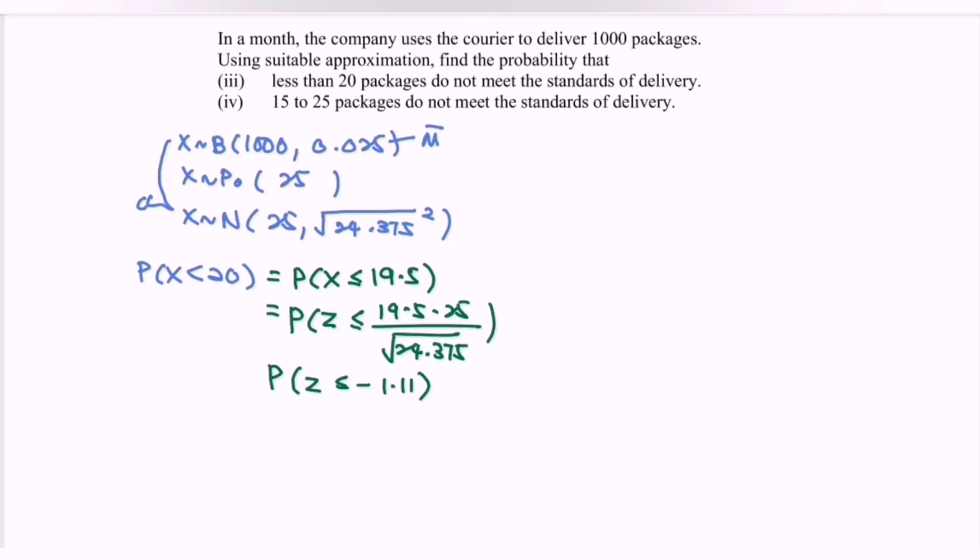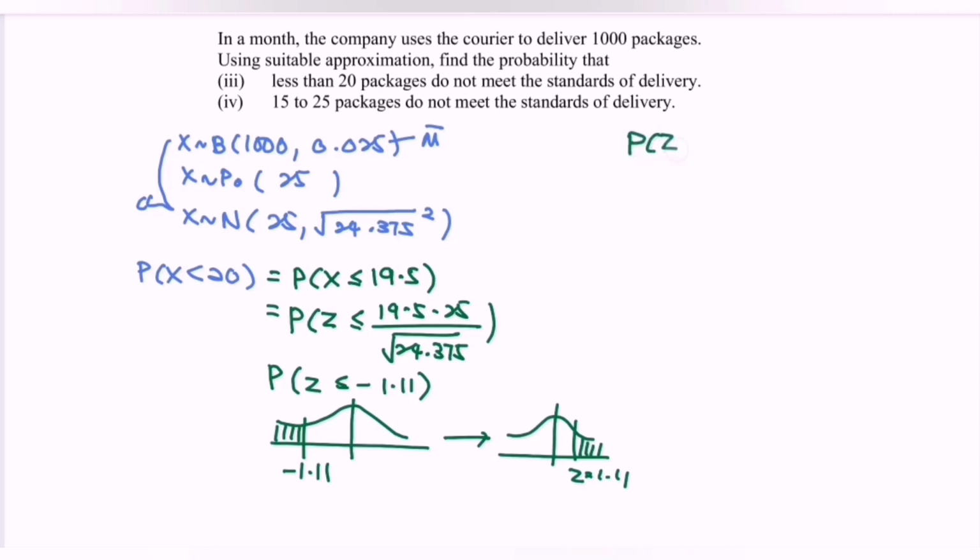Kindly refer to the diagram. Negative 1.11. So here will be the region. So kindly flip the situation. We write the formula: the probability that Z is greater than 1.11. So by referring to the table, we have 0.1335. So that will be the probability.